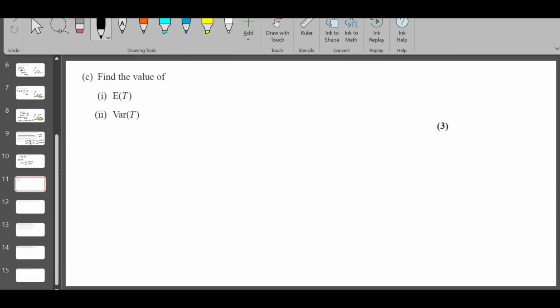Part C now. Find the value of E of t. There is a formula given in the data booklet. The formula to find E of t is b plus a over 2. b is 47, a is 32, so it is 79 over 2. Leave it as it is.